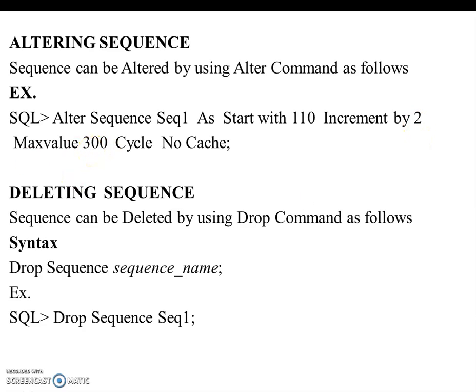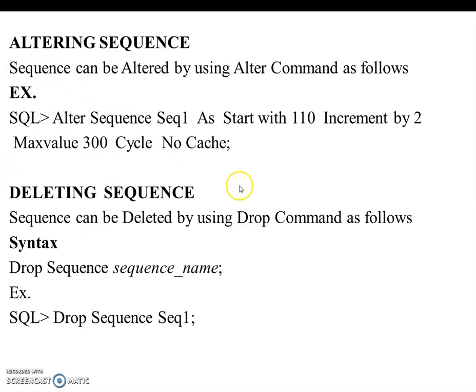That can be written like: alter sequence name as start with 110, increment by 2, where 5 gets replaced by 2, and the max value 200 gets replaced by 300, and then cycle no cache as it is. The output of this statement will be sequence altered. Now the next increment value will be 2 and the max value will be set as 300.